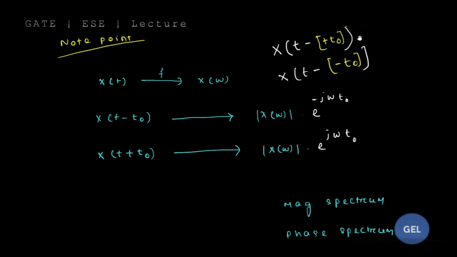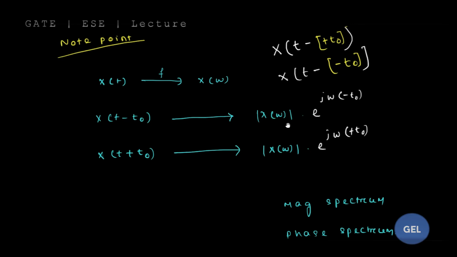So when we are having a plus t naught in time domain, in frequency domain it is converted into minus t naught. Instead of writing it in this way, I can also write it in this way, minus t naught. Yes or no? Instead of writing it this way, I can also write plus t naught. Yes or no? So you can see, in time domain it is plus t naught, in frequency domain it is changed to minus t naught. When you have time domain minus t naught, in frequency domain it changed to plus t naught.